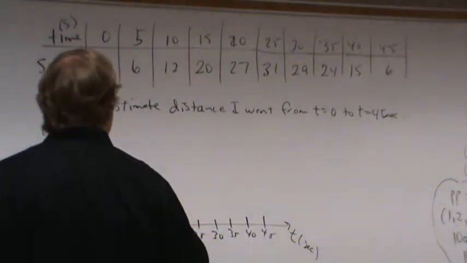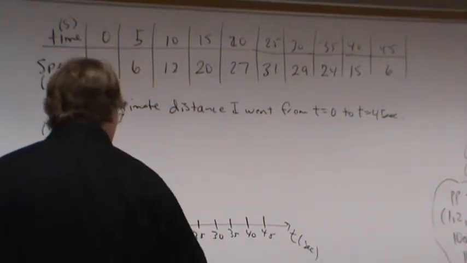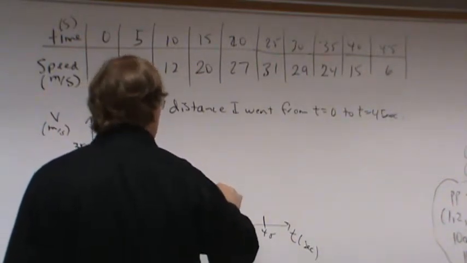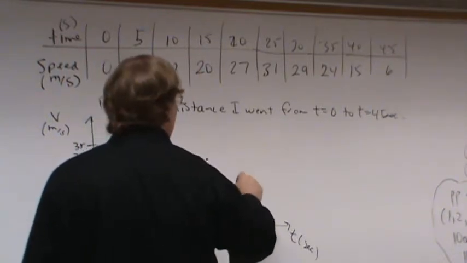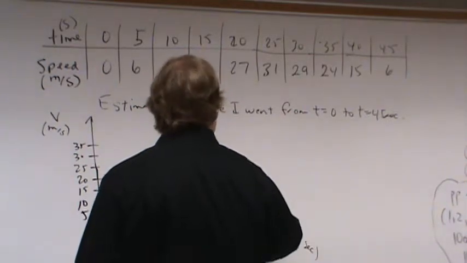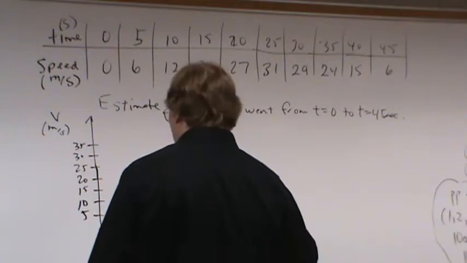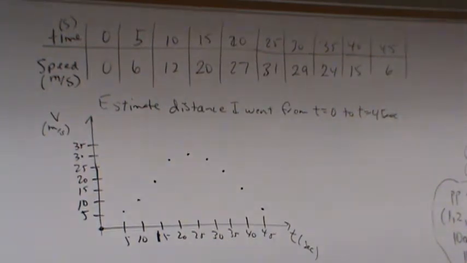5, 6, 10, 12, 15, 20, 27, 25, 31, 30, 29, 35, 25, 24, 40, 15, 45, 6. Okay. And of course, your graph doesn't have to be that accurate because we're just using it as a tool to be able to do the problem. You know, I'm not actually going to be measuring stuff.